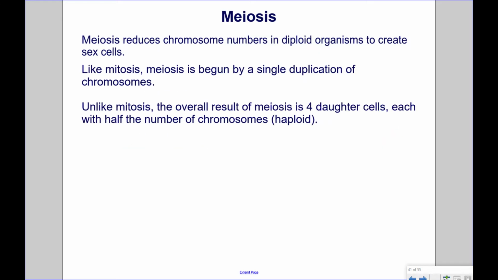Meiosis. Meiosis reduces chromosome numbers in diploid organisms to create sex cells. Like mitosis, meiosis is begun by a single duplication of chromosomes. Unlike mitosis, the overall result of meiosis is 4 daughter cells, each with half the number of chromosomes, so they become haploid.